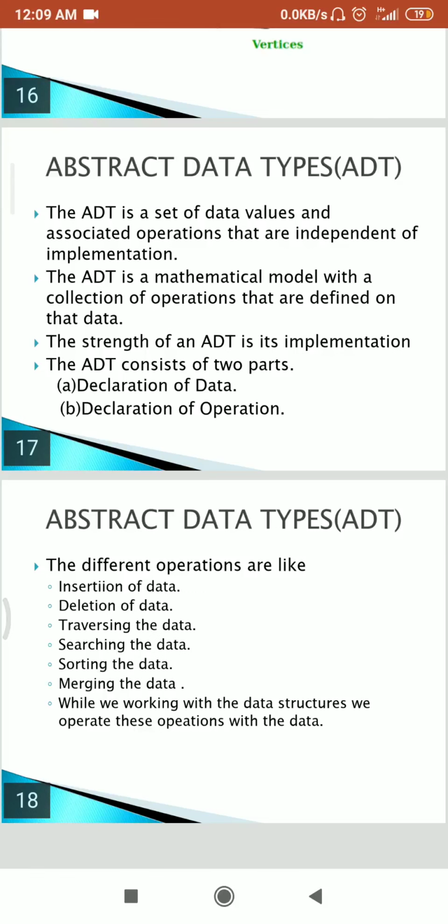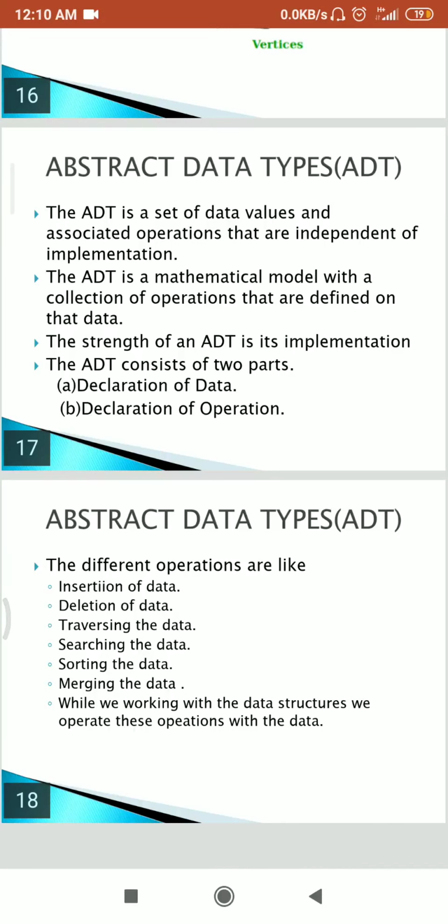So here an ADT is a set of data values and associated operations that are independent of implementation. While we are using a data structure, it is a container to hold different kinds of data, and a collection of associated operations will be allotted for the particular data. So some collection of data along with the particular operations. Okay, so these are the ADTs.